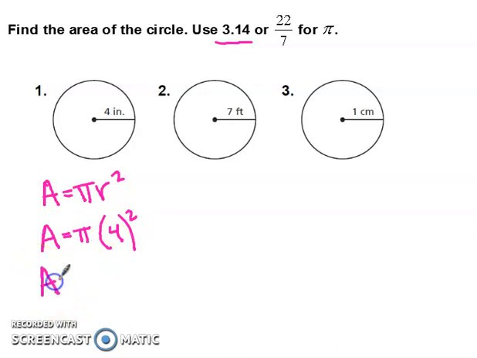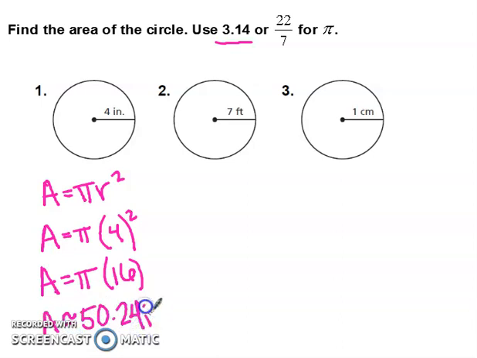Next I'm going to evaluate. Remember, squared doesn't mean 4 times 2. It means 4 times 4. 4 times itself 2 times. That's 16. And 16 times 3.14, use a calculator. That's, area is approximately 50.24 inches squared.